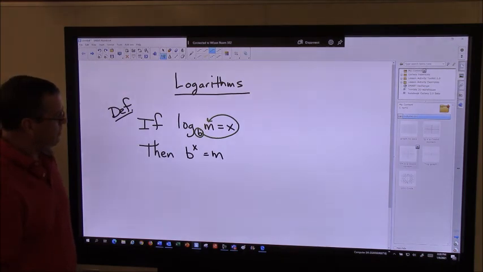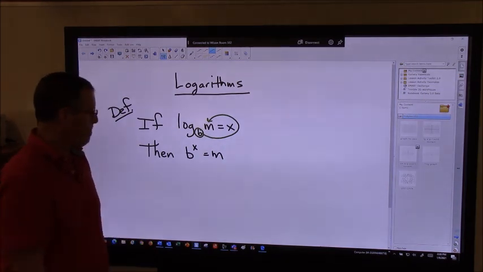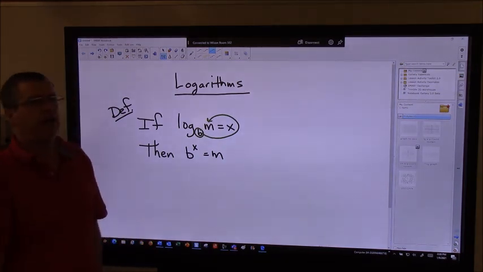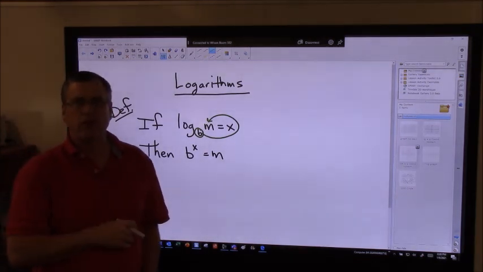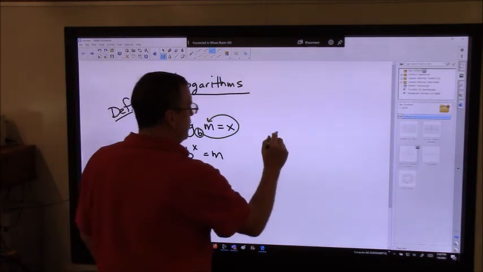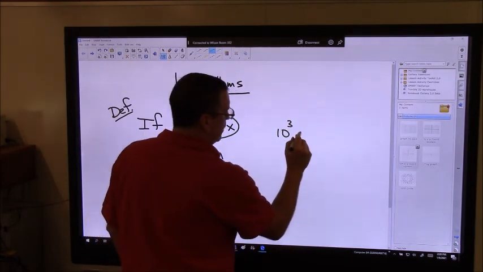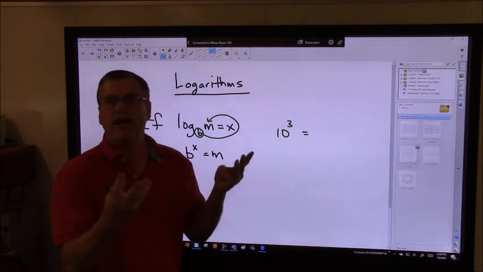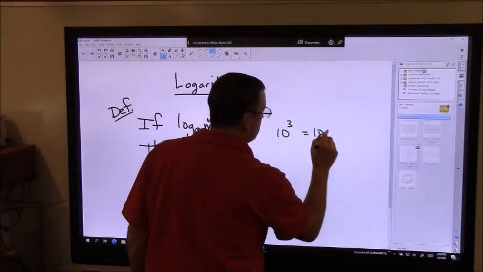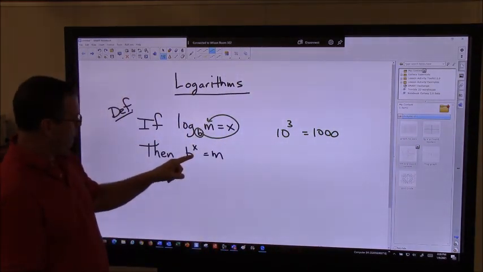So let's write down something here with some numbers to help this make sense to us, okay? And I'm going to start with, because our number system is base 10, that's what I want to start with. So I'm going to say 10 raised to the third power is equal to, all right, so 10 times 10 times 10, that's 1,000. So that's written in exponential form.